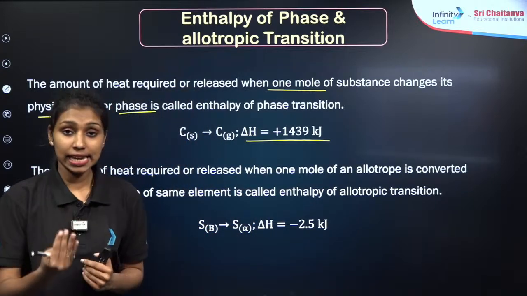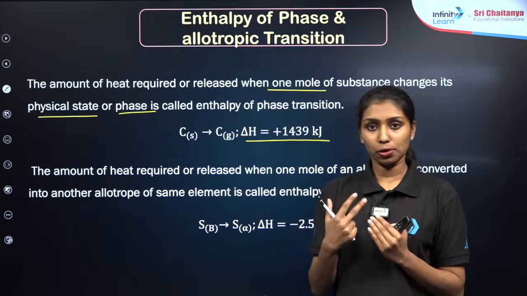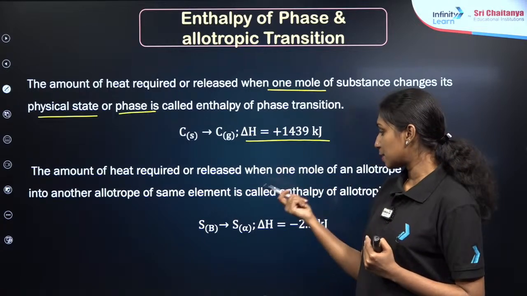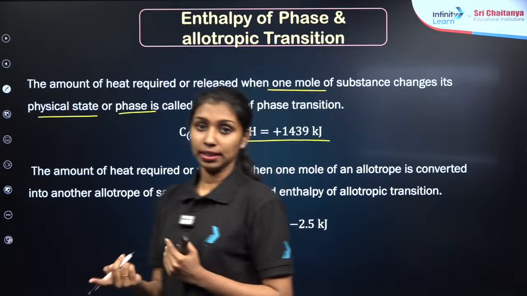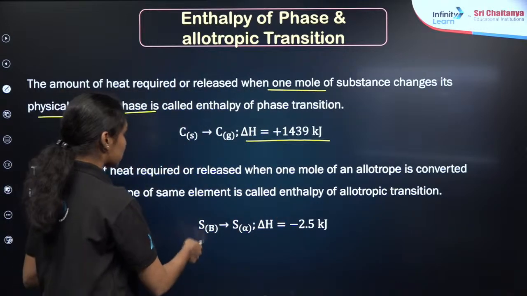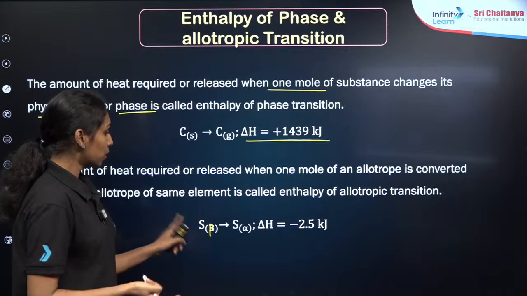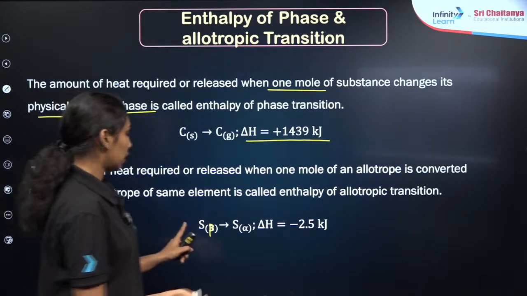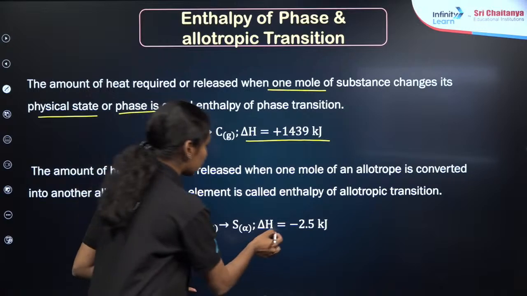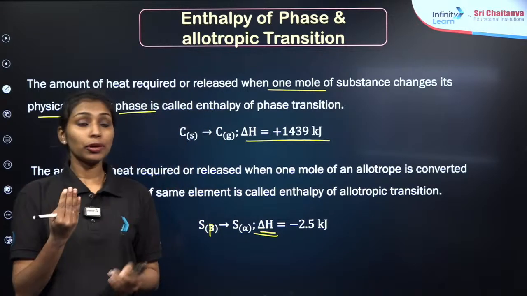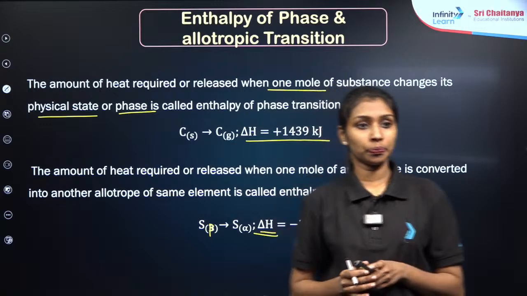Similarly, if there is a change in their allotrope, I hope everyone is familiar with the allotropes of different compounds, right? For example, if I am taking sulfur, alpha and beta allotrope forms are there. So here the beta form of sulfur is converting to alpha form, having the energy of minus 2.5 kilojoule. So this delta H value is known as the enthalpy for allotropic transition. Right? Clear?